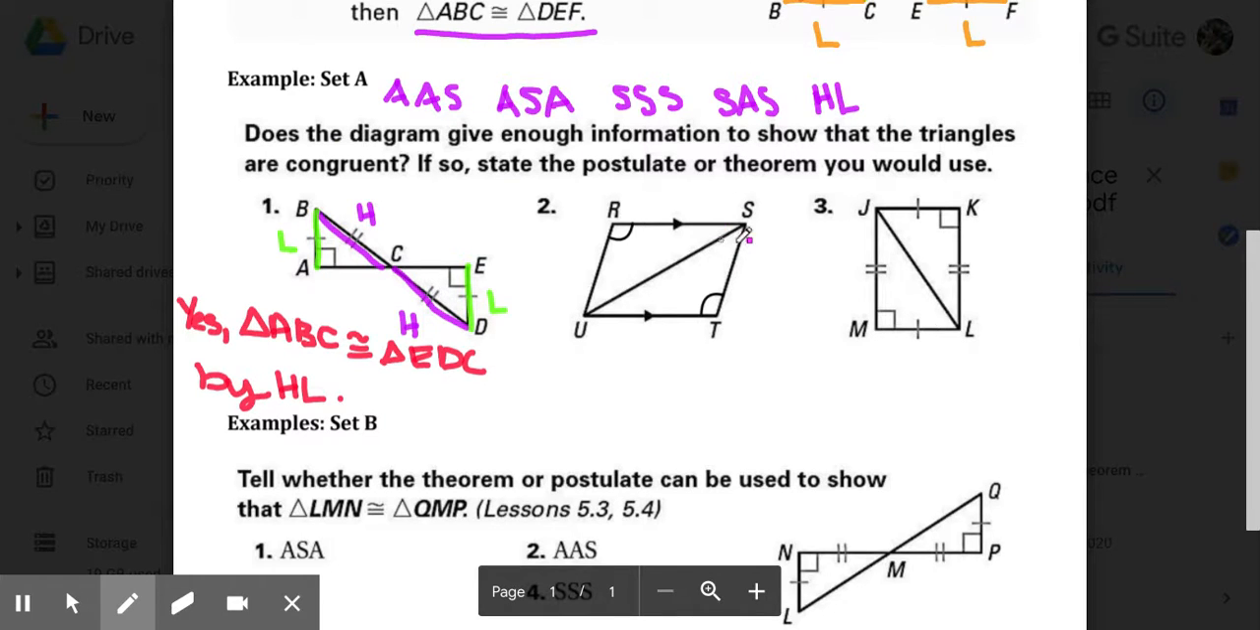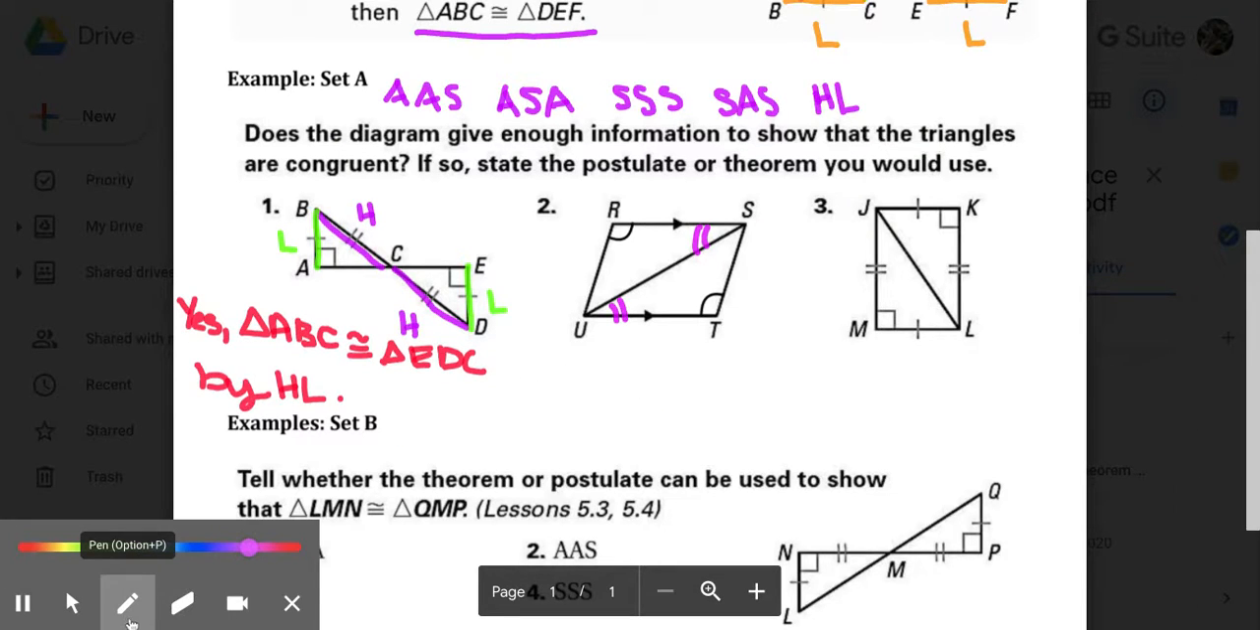Let's see that I have these marks here. These are not congruent marks, those are parallel line marks. So when I have parallel lines, I'm going to look for alternate interior angles. I know that alternate interior angles are always congruent. So I know between these two parallel lines, these two angles that I'm marking are alternate interior. I'm going to go ahead and mark those congruent.